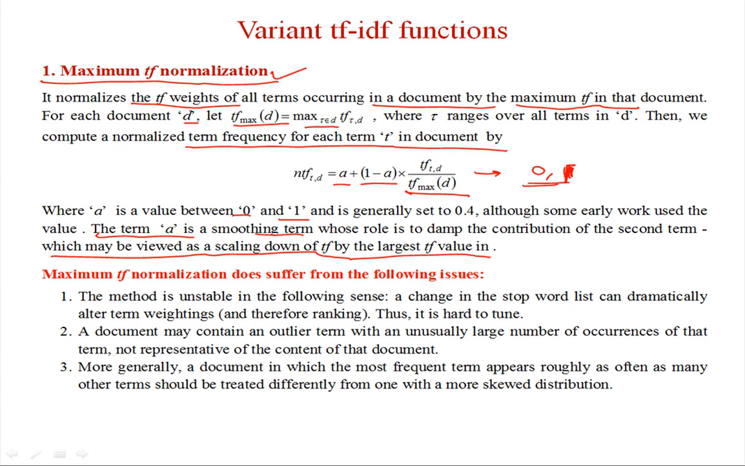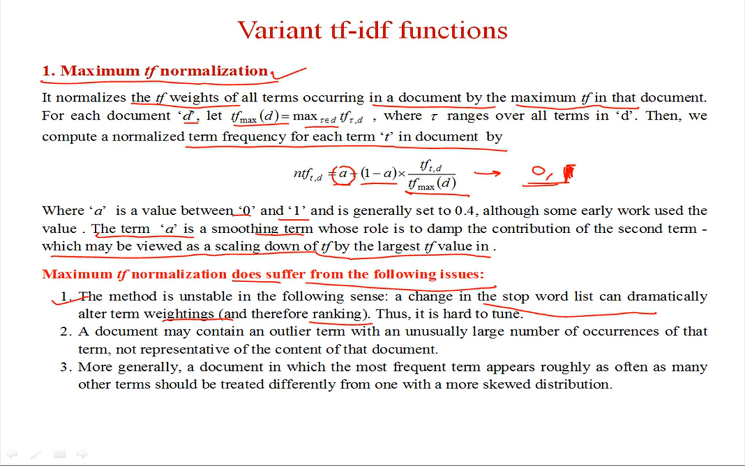The maximum term frequency normalization does suffer from the following issues. First, the method is unstable in the following sense. A change in the stop word list can dramatically alter the term weighting and therefore the ranking, and thus it is hard to tune. It means it is tough to set the value for a in that case.